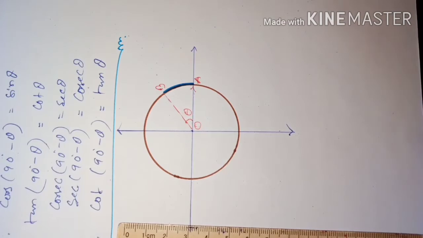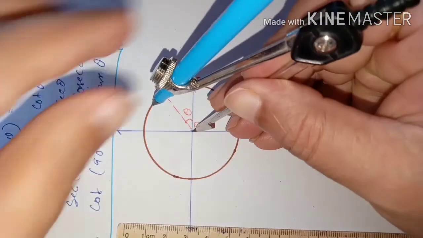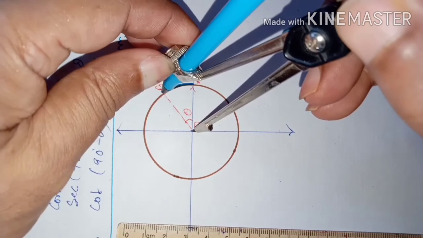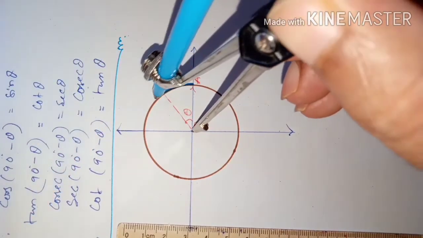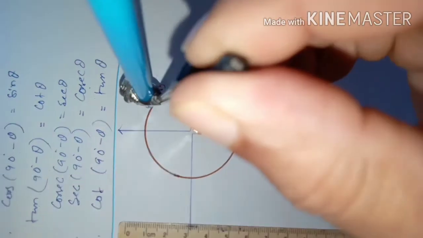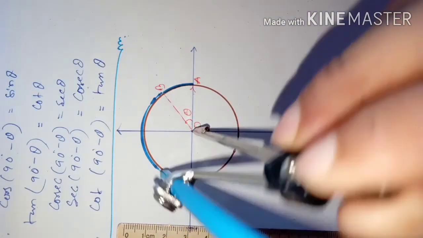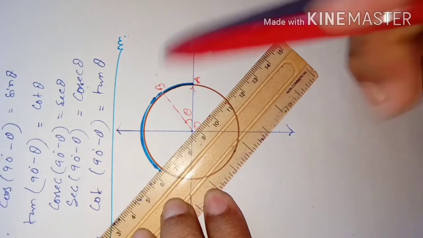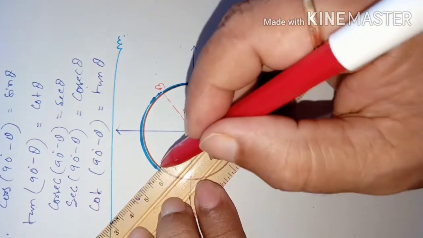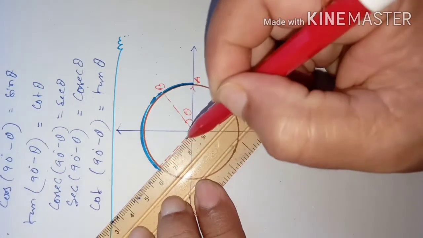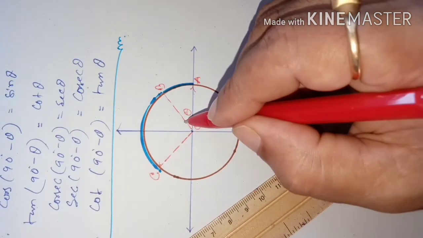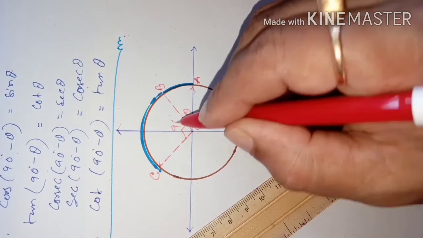That means it has moved from B, making a 90 degree angle here at the center. Suppose it has moved from here by 90 degrees, up to here. When it has moved from B to C, it has extra added this 90 degree angle. Now this is the final position of the revolving ray, suppose C. That is, this angle is 90.